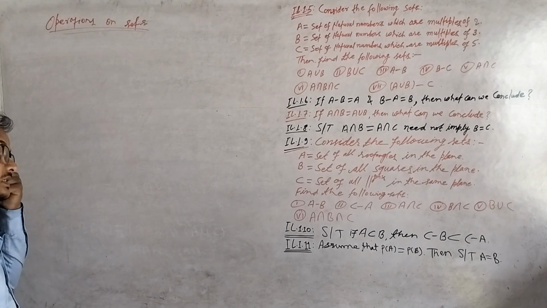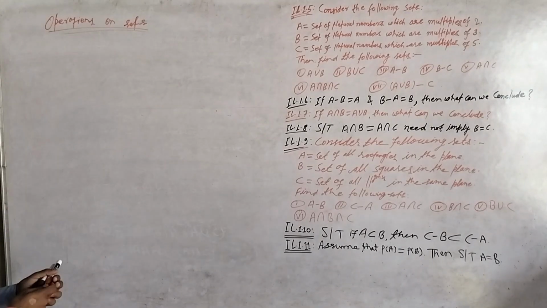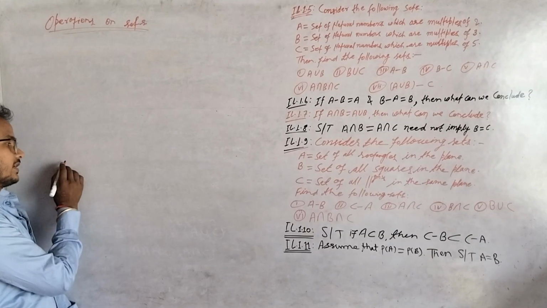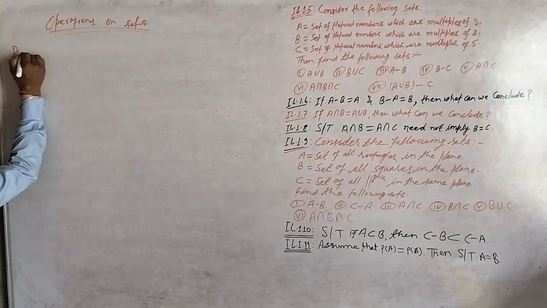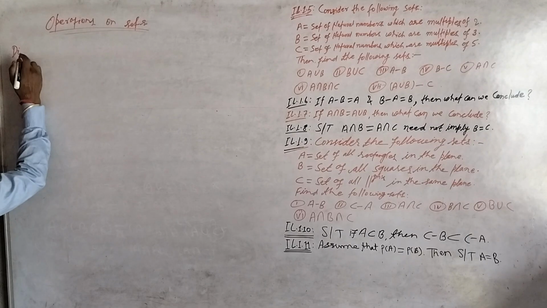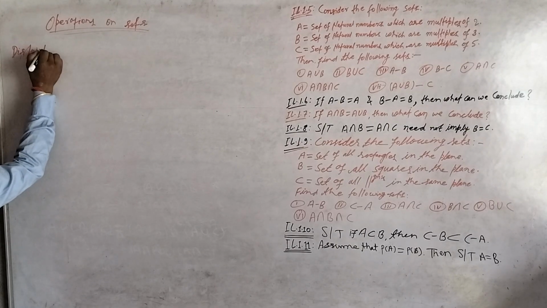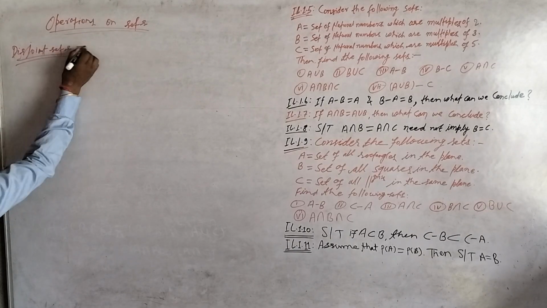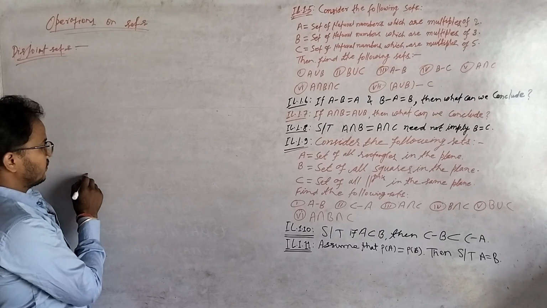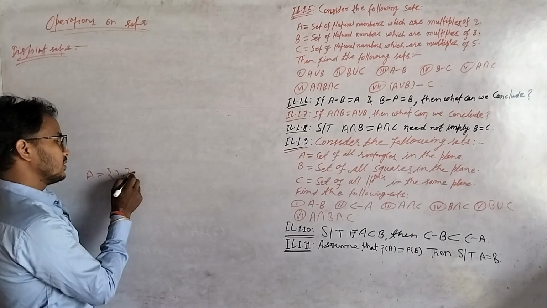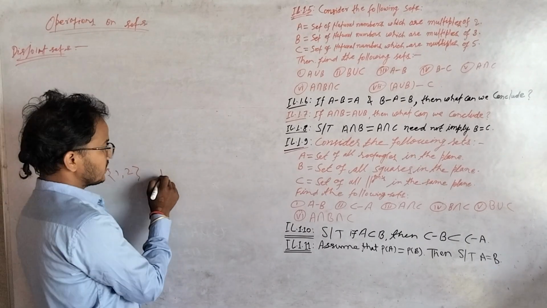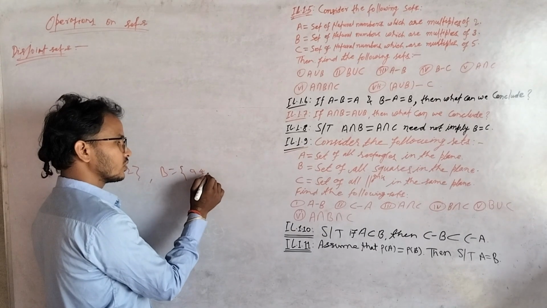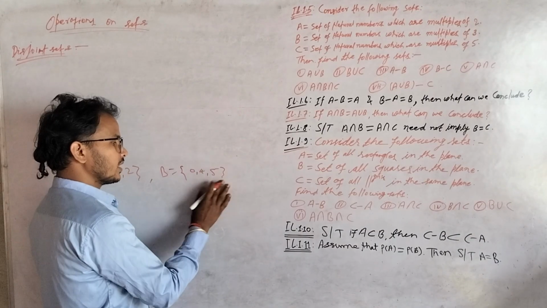Now we discuss disjoint sets. If two sets are given, then when we say disjoint sets, we try to understand disjoint sets. We take one example to understand disjoint sets. So what are disjoint sets? First set A is {1, 2}, and another set B is {0, 4, 5}.